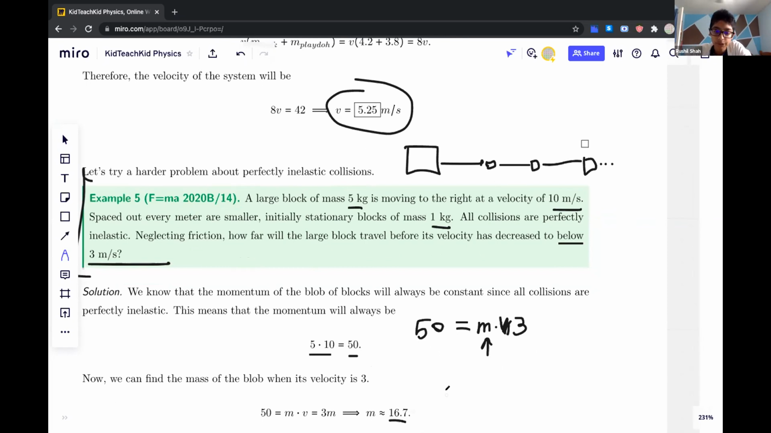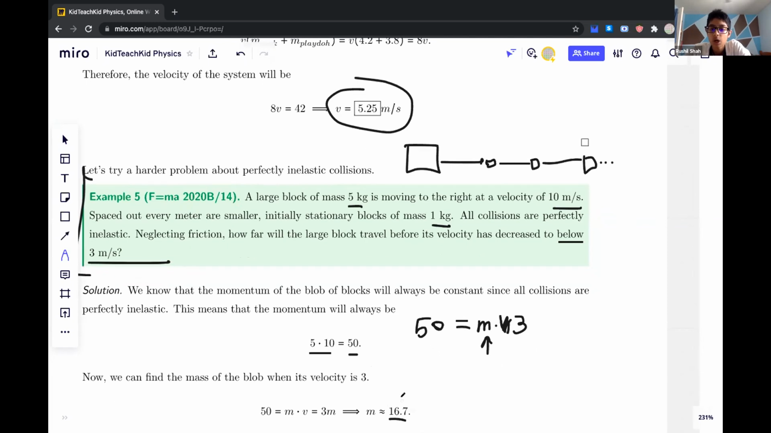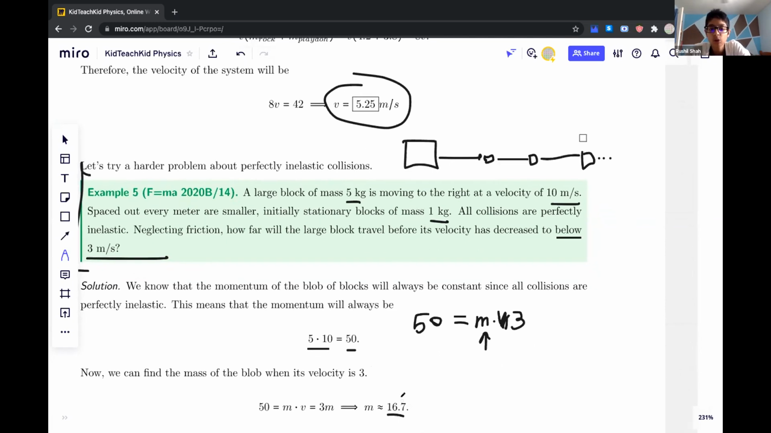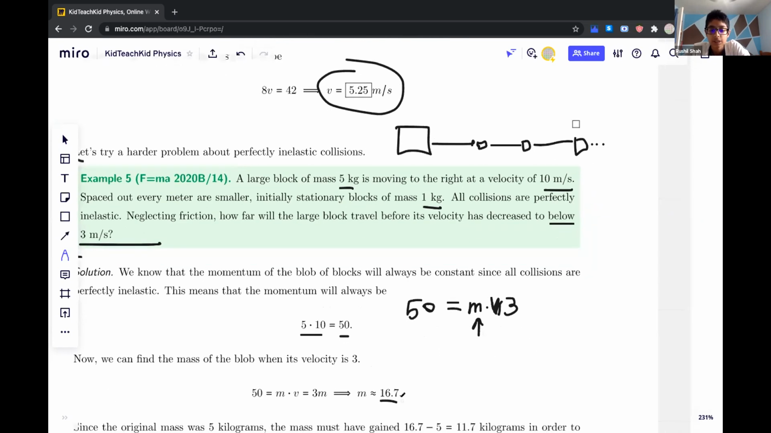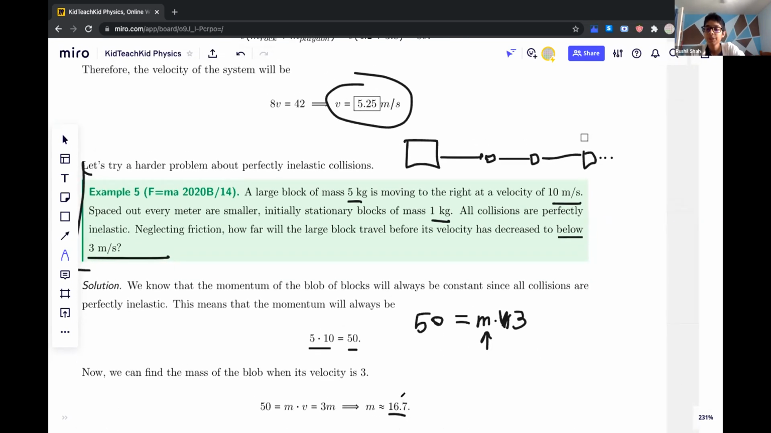So now all we have to do is find how far the block will travel until its mass is 16.7 kilograms. Well, we can do this by finding the number of smaller blocks that the mass gains. So first we have to round up. The reason we round up is because if we round down, then the velocity will actually be above 3 meters per second. So when we round up, we get that the mass is 17 kilograms. And if we subtract 5 from this, because that's the original mass, we see that it must have gained a mass of 12 kilograms.